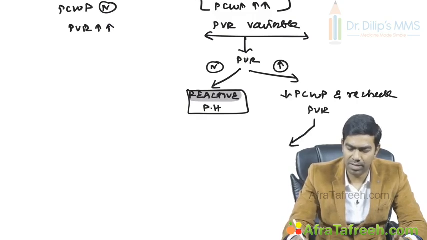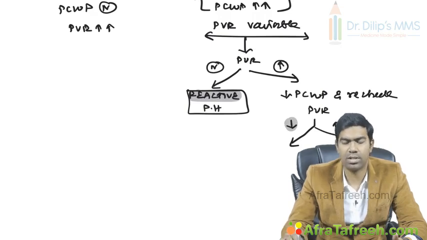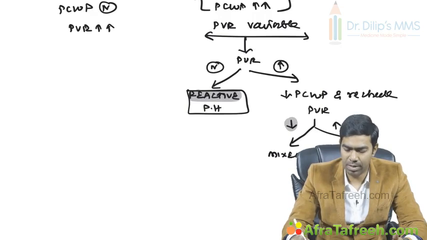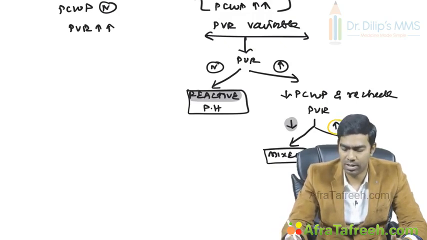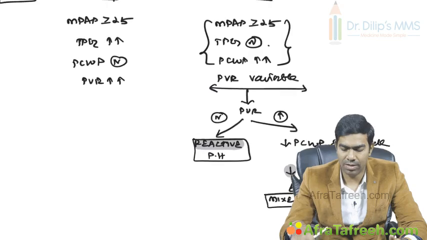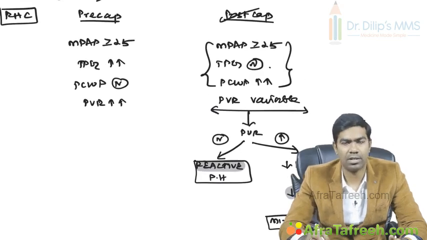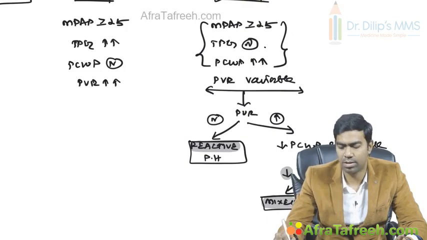Now, if the pulmonary vascular resistance decreases once you reduce the PCWP, we call that a mixed pulmonary hypertension. If the pulmonary vascular resistance is still high despite reducing the PCWP, which means it's an even worse stage, that's a fixed pulmonary hypertension. So, you have this many types in post-capillary pulmonary hypertension itself. Just simply due to left heart disease, you might get all these problems. So, you have to know what is the type to give the treatment properly.